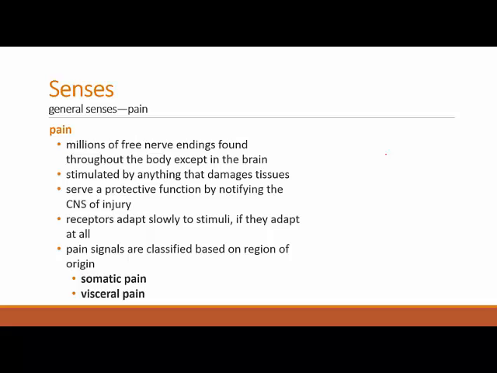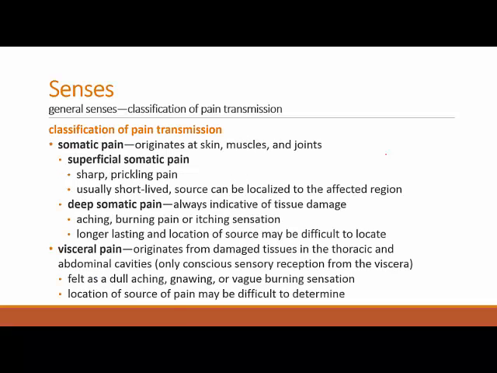And we can classify pain signals based on where they originate from. If it's from the periphery of the body, then that's somatic pain. And if it's coming from the organs, then that would be visceral pain. So somatic pain originates at the skin, the muscles, and around the joints. And there are two kinds of somatic pain.